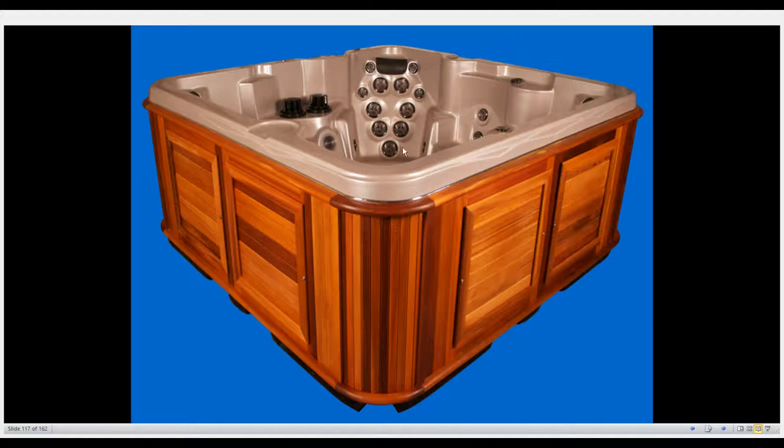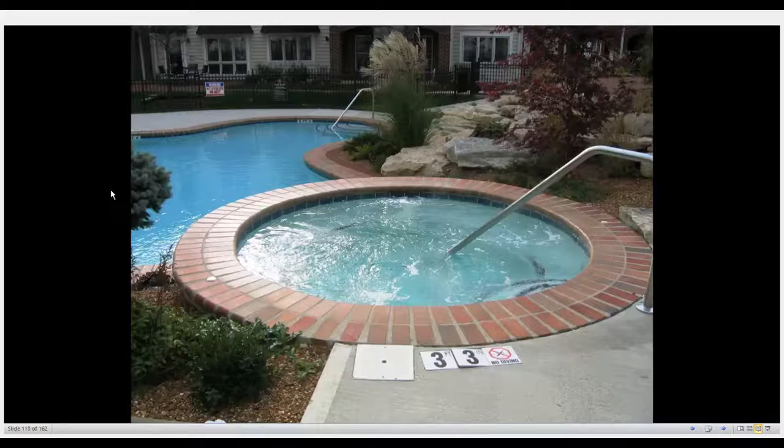But it has a number of jets, and under here it's probably got the pumps and the sanitation generator and heater and all that type of thing located. And some of them, the one I even had, had a little stereo here that you can play the music through the water and what have you. This one right here is typically referred to as a spa. Okay.